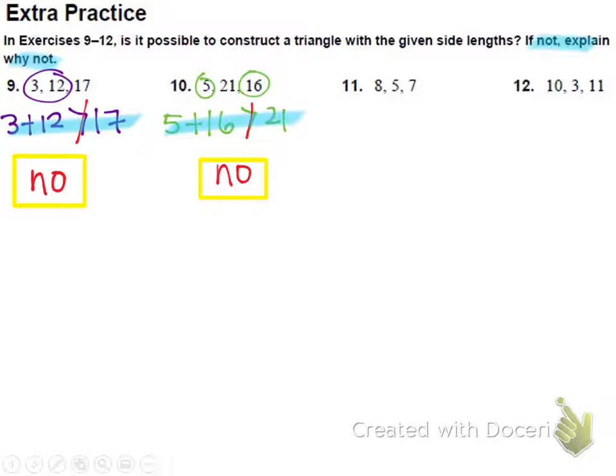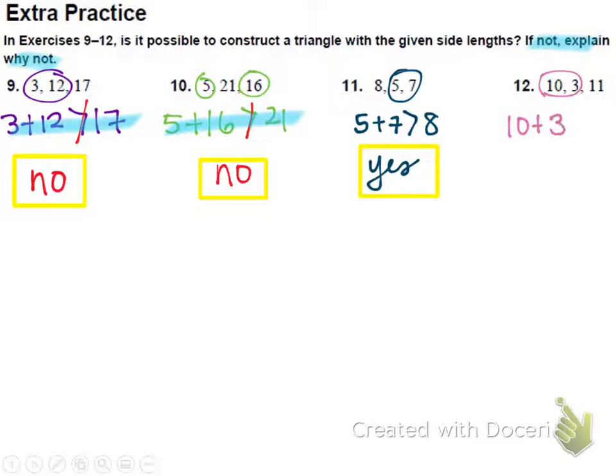(11) Which are the two shorter side lengths? 5 and 7. Is 5 plus 7 greater than 8? So yes. And then the last, what are the two longer sides? 10 and 3. Is 10 plus 3 greater than 11? So then yes. Boom. That's the end of 6.5.